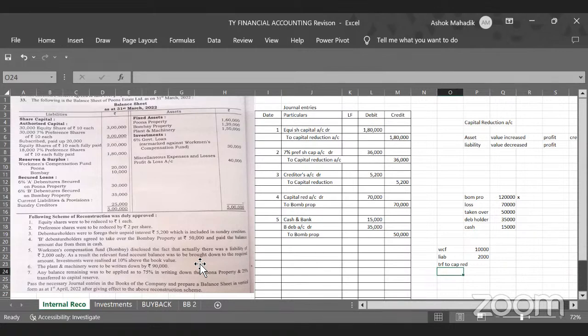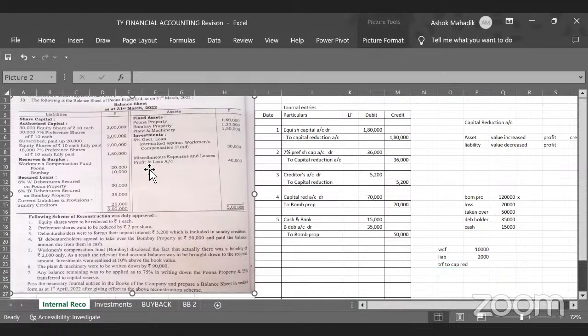As a result, the relevant fund account balance was to be brought down to the required amount. Investments were realized at 10% above the book values. See, as I told you, to every Workman Compensation Fund, they will have a corresponding investment. You can look on the asset side, 6% government loan is there, 30,000. So its bifurcation must be 20,000 towards Pune Workman Compensation Fund and 10,000 towards Bombay Workman Compensation Fund. Now that investment which belongs to Bombay Workman Compensation Fund is being sold at 10% profit.